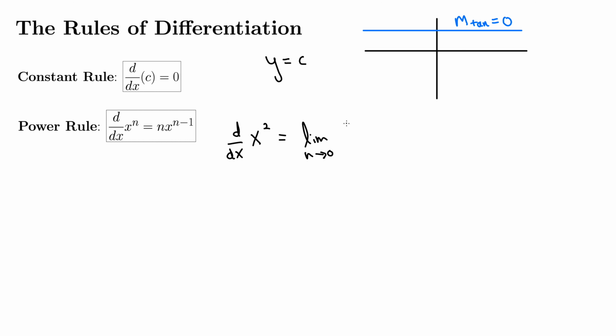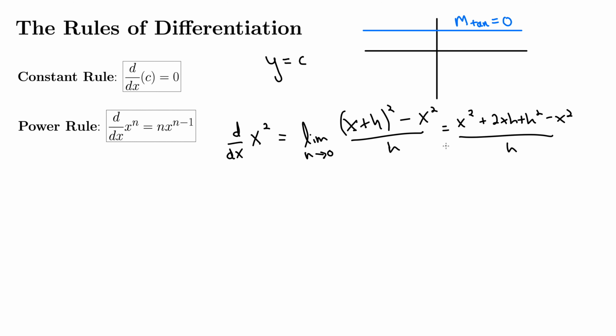Right, it's f of x plus h, so that gives us x plus h squared, minus f of x, so there's x squared, all over h. Okay, well, let's expand this out, right? We've done this enough times now. x squared plus 2xh plus h squared minus x squared all over h. And of course we still have the limit here as h goes to 0.